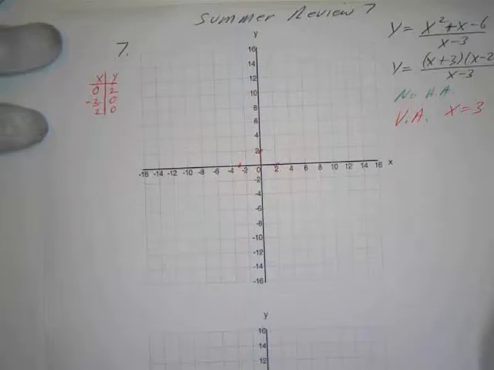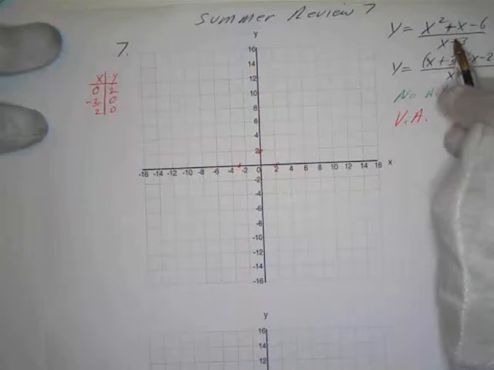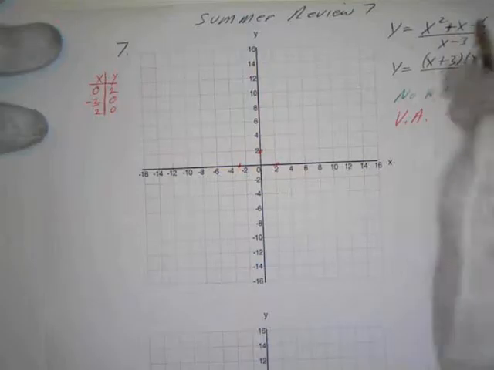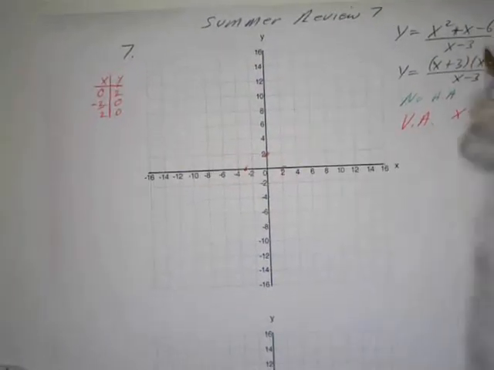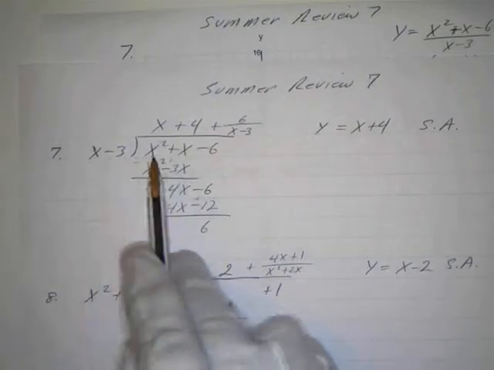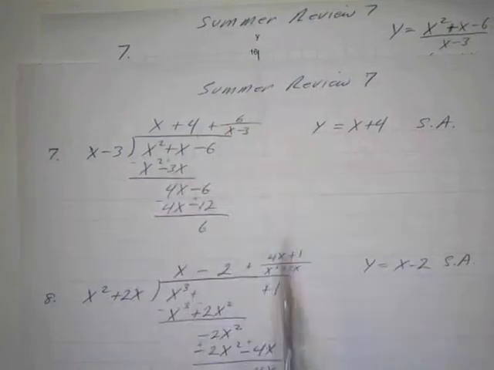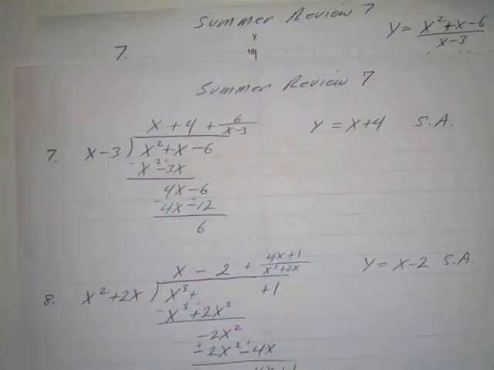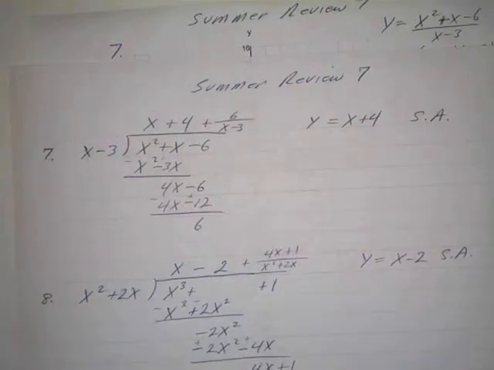And now because the degree of the top is exactly 1 more than the degree of the bottom, the degree of the bottom is 1, the degree of the top is 2, we do have what we call a slant or oblique asymptote. We can find that by dividing the denominator into the numerator, and I just did that over here to save a little bit of time. So here's my long division. I divide x minus 3 into x squared plus x minus 6. I end up with x plus 4 plus this remainder. So we just omit the remainder, and y equals x plus 4 is the slant asymptote.